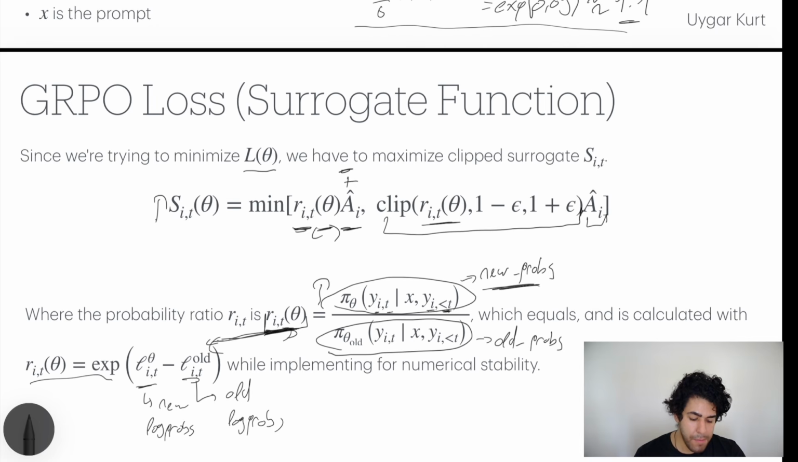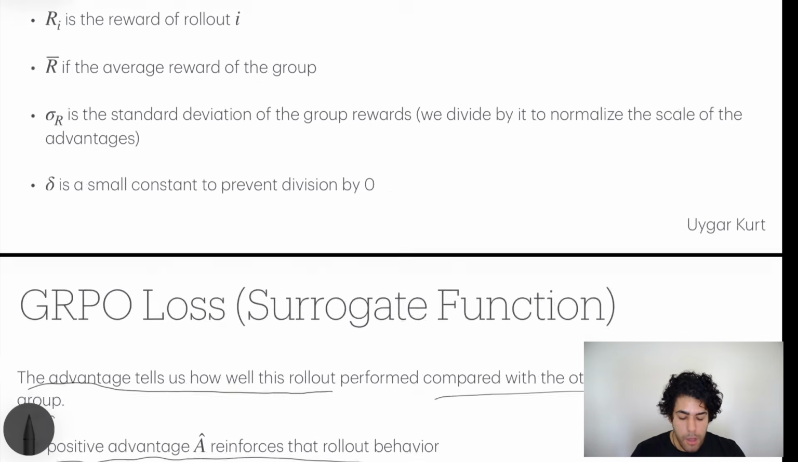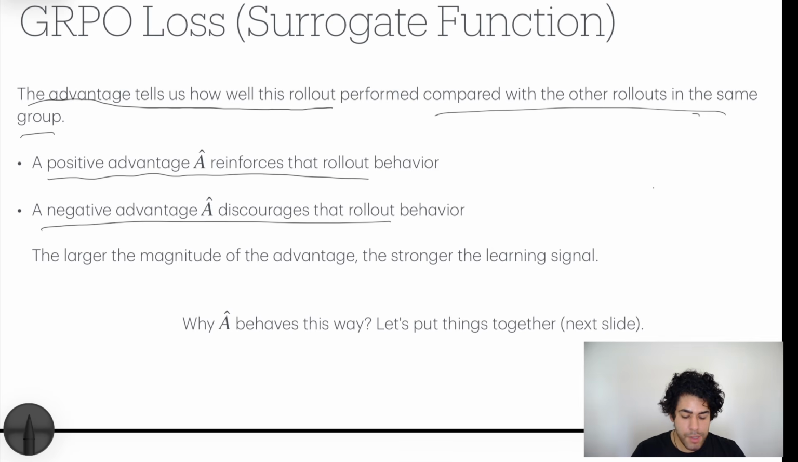Let's say that advantage is negative. We are trying to maximize this function, and in that case, to maximize it, we have to minimize the ratio. And how do we minimize the ratio? We reinforce the old probabilities, so we want old probabilities to be higher and new probabilities to be lower. So by doing this, when the advantage is negative, we discourage the new probabilities, whatever the LLM did in that rollout. So this is why this behavior is happening.